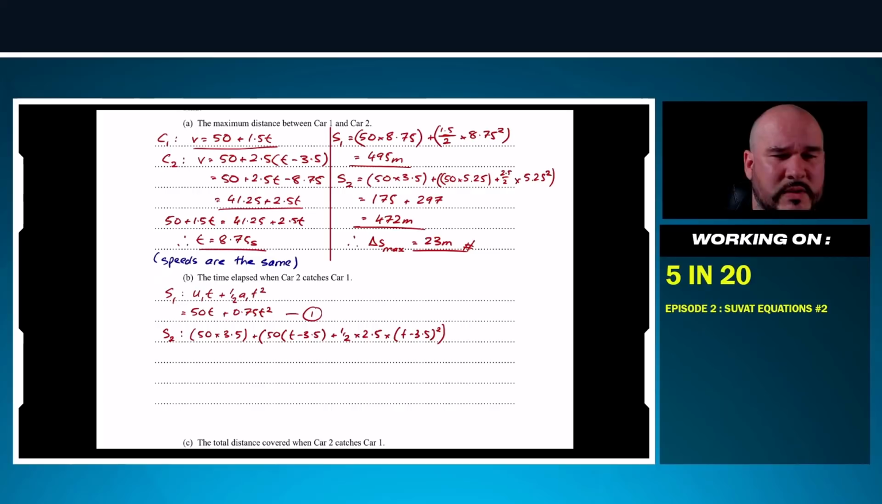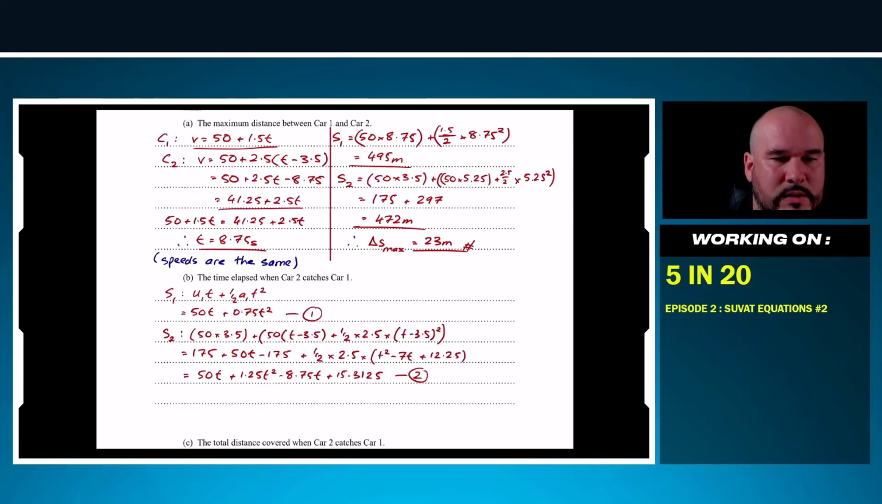To be honest, it would have been so much easier. Actually, no, I couldn't put the 5.25 in here because I don't know the value of t. The time for it to have the same speed, which we figured out in part A, is 8.75 seconds. It's not the same value of t as when they catch up to each other, so we're actually going to have to figure out what the value of t is.